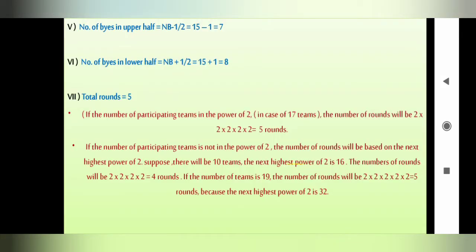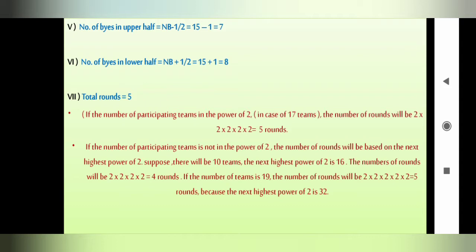On the next page, number 5: now we know how many byes we are giving in the upper half and how many in the lower half. There is a formula we are using. The formula for the number of byes in the upper half is nb minus 1 upon 2, where nb is the number of byes.